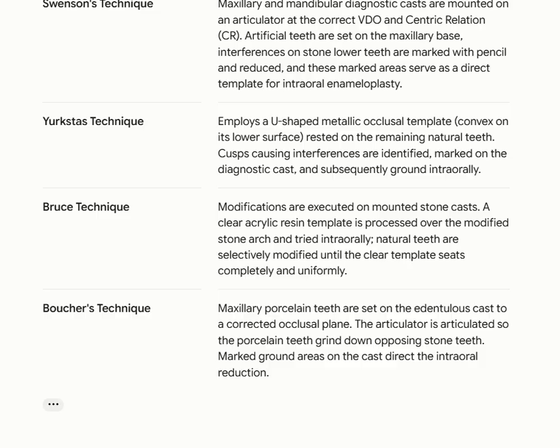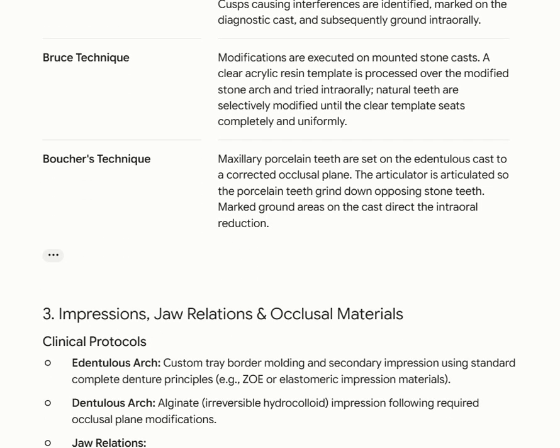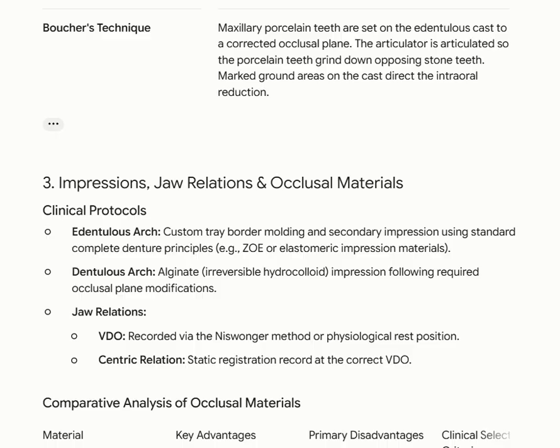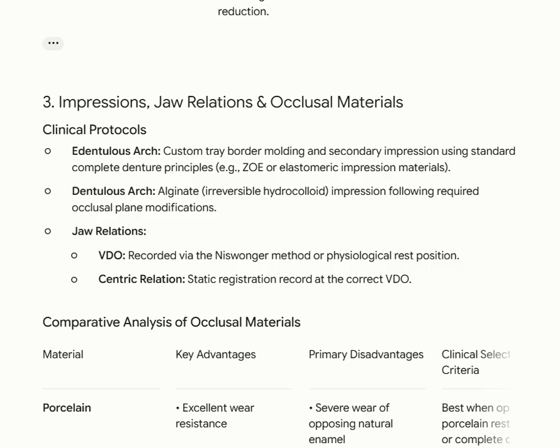Boucher's technique. Maxillary porcelain teeth are set on the edentulous cast to a corrected occlusal plane. The articulator is articulated so the porcelain teeth grind down opposing stone teeth. Marked ground areas on the cast direct the intraoral reduction. 3. Impressions, jaw relations and occlusal materials.